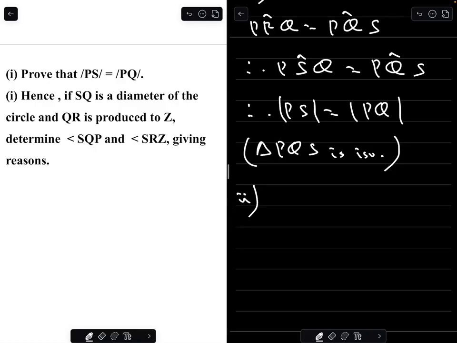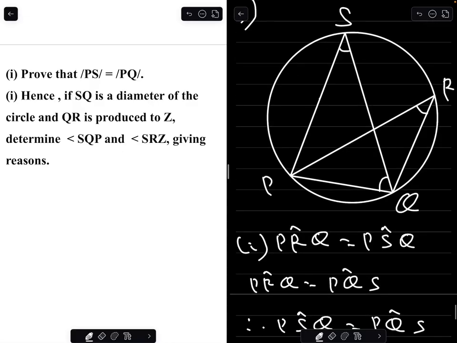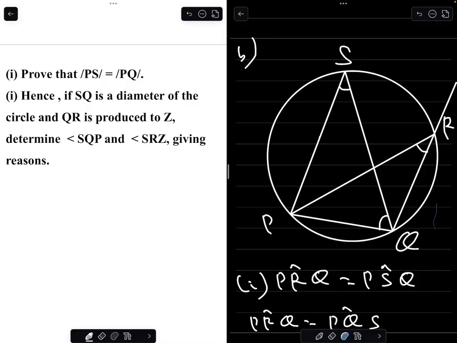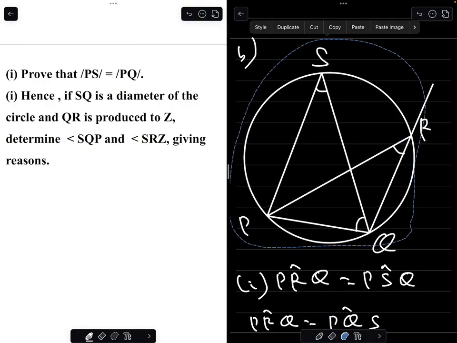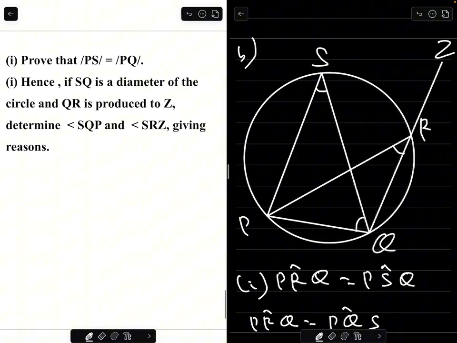If SQ is a diameter of the circle and QR is produced to Z. That means make QR longer and stretch it to a point Z. This is point Z. Determine angle SQP and angle SRZ.